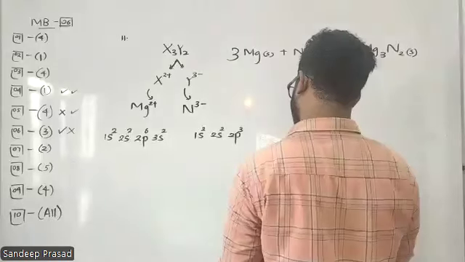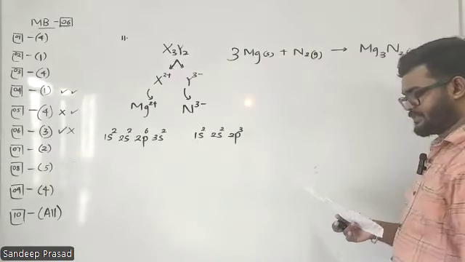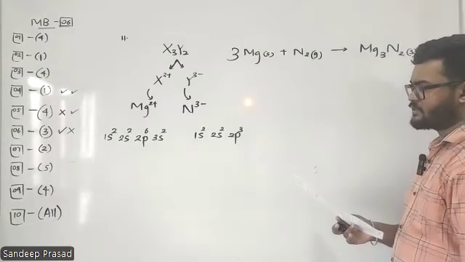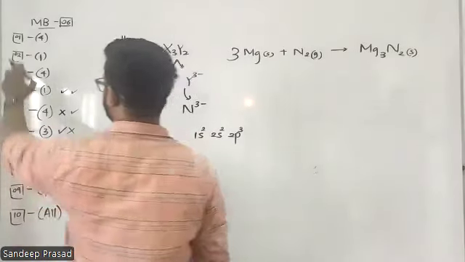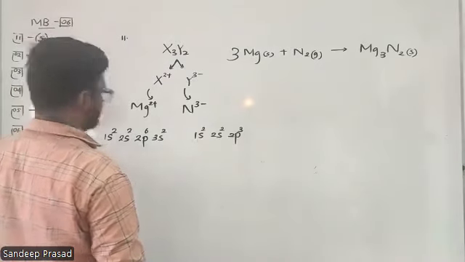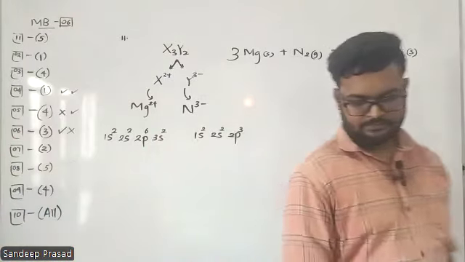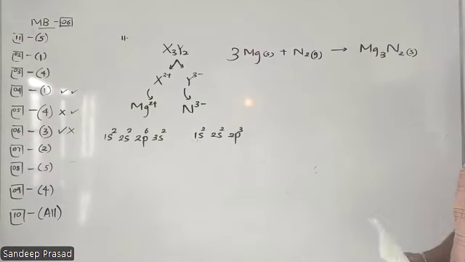Right? So therefore, what is the answer? 1s2, 2s2, 2p6, 3s2, and nitrogen is 1s2, 2s2, 2p3. Answer is number 5. Question number 11, answer is number 5. Raise your hand those who got the answer as number 5. That is also a very interesting question.